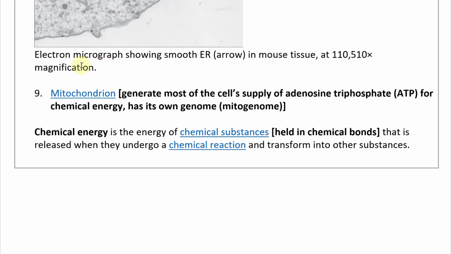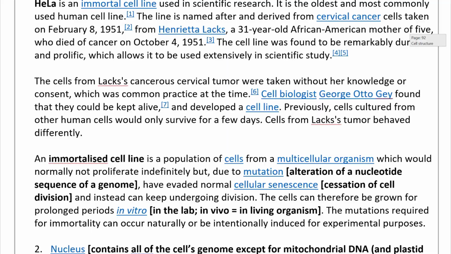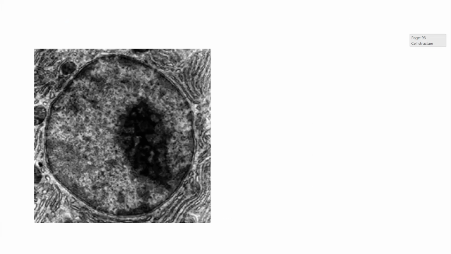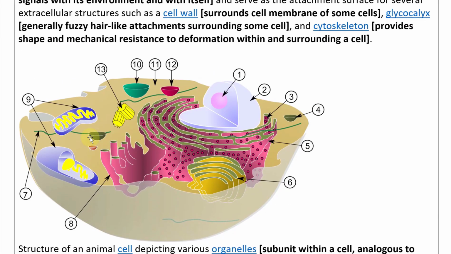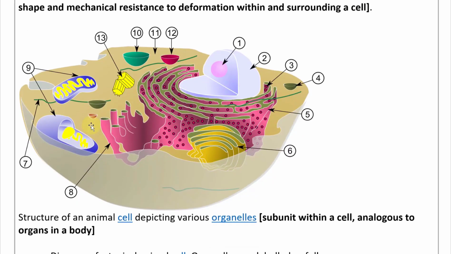Anyways, continuing further. Now let's look at mitochondria, and these generate most of the cell's supply of adenosine triphosphate, or ATP, for chemical energy, and have their own genome, or mitogenome. And this is number 9. So let's go all the way up to it. There it is, number 9 right here. These are the zigzag lines across there, the mitochondria, which produce the ATP, so the energy, and have their own genome inside.